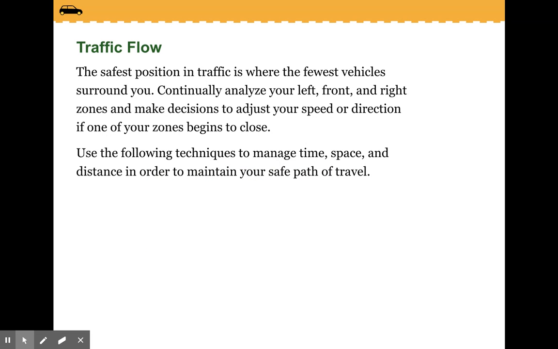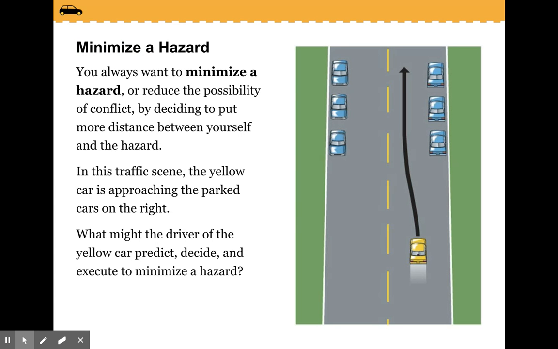The safest position in traffic is where the fewest vehicles surround you. Continually analyze your left, front, and right zones and make decisions to adjust your speed or direction if one of your zones begins to close. Use the following techniques to manage time, space, and distance in order to maintain your safe path of travel. You always want to minimize a hazard or reduce the possibility of conflict by deciding to put more distance between yourself and the hazard. In this traffic scene, the yellow car is approaching the parked cars on the right. What might the driver of the yellow car predict, decide, and execute to minimize a hazard?